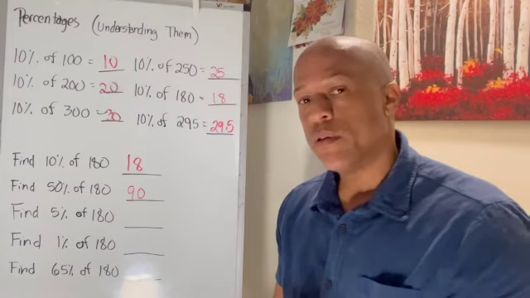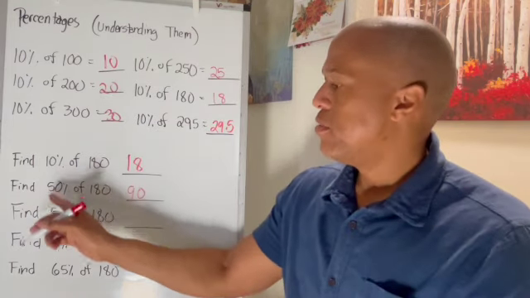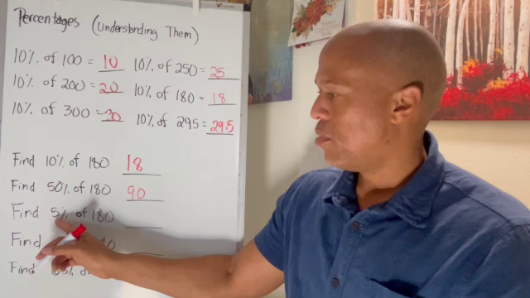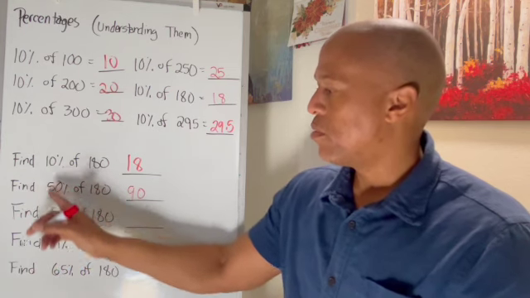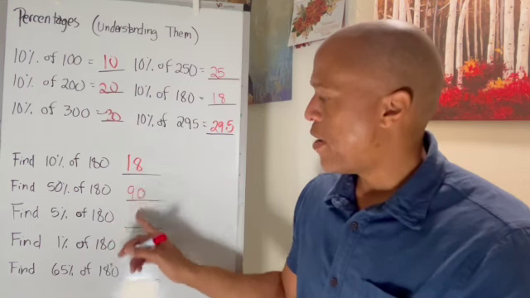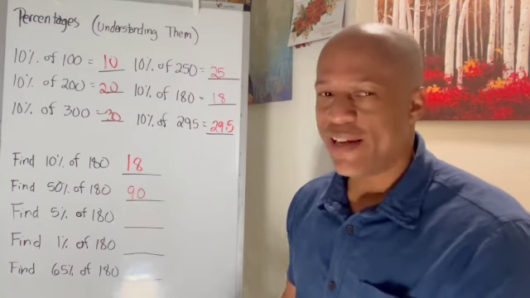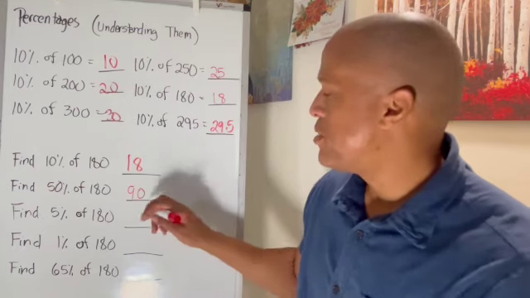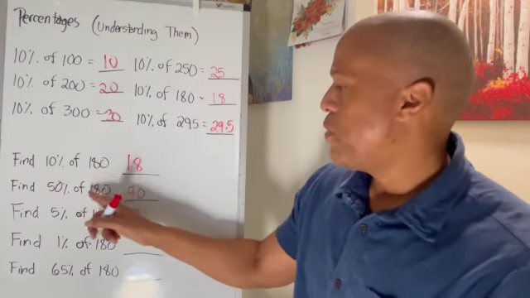Well, 5% of 180, isn't 5 half of 10? If 5 is half of 10, what's half of 180? Or what's half of 18? And half of 18 we should know is 9. And now we start to see this thing.